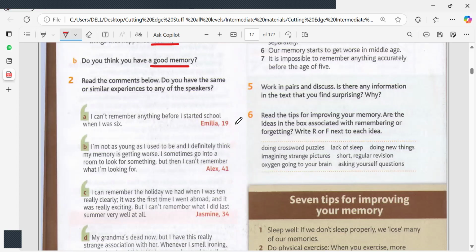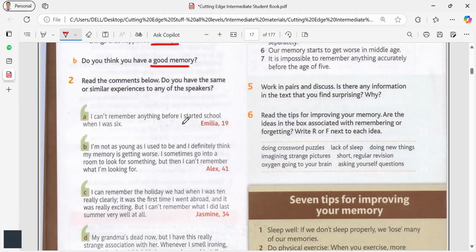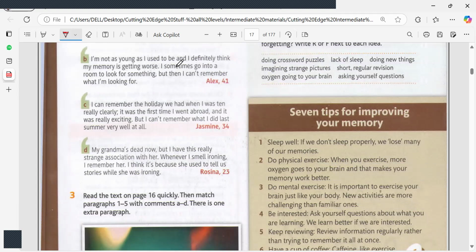I can't remember anything before I started school when I was 6. No, I remember. You remember everything before you started school when you were 6 or 5? Not everything, but I remember. Very good. Type B. I'm not as young as I used to be, and I definitely think my memory is getting worse. I sometimes go into a room and get to look for something, and I can't remember what I'm looking for.